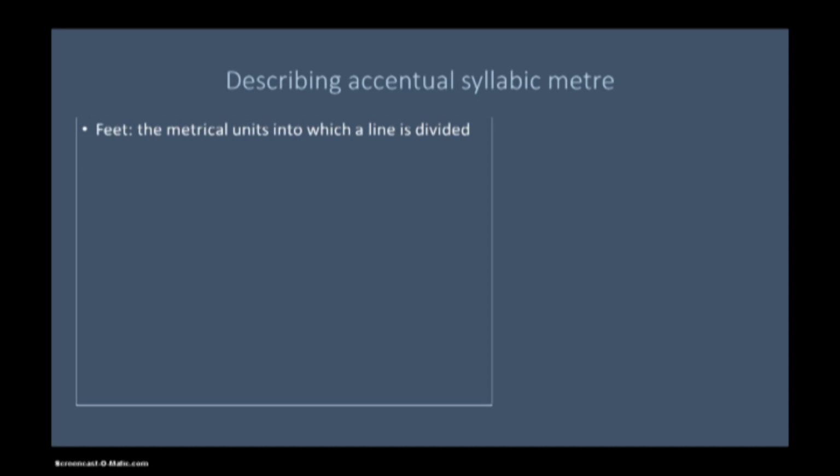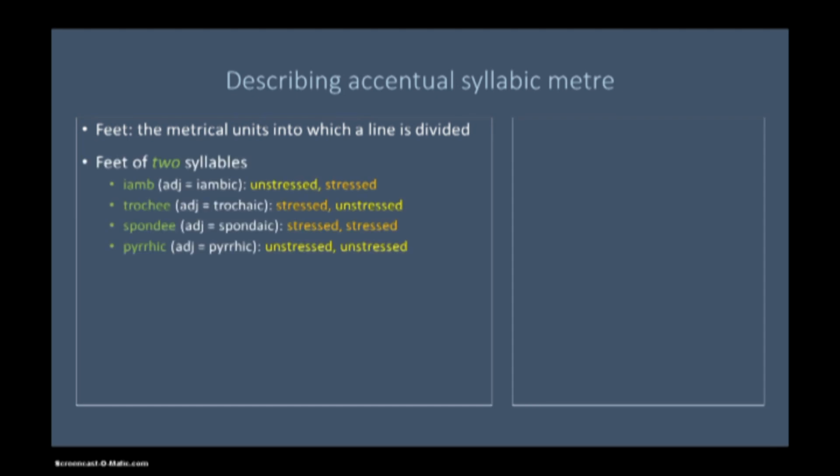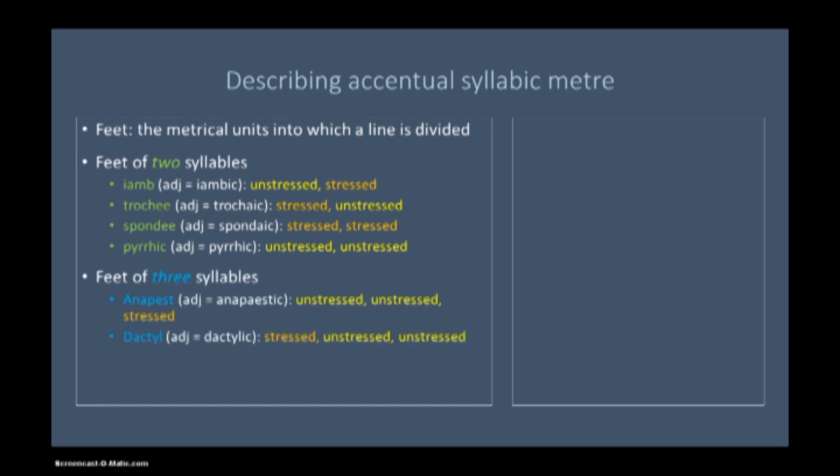Let's begin with the terms that you'll need to describe accentual syllabic metre. Feet are the metrical units into which a line is divided. There are 4 feet which are 2 syllables long: the iamb, the trochee, the spondee and the pyrrhic, and they are called different things depending on where the stress falls within those feet. Then there are 2 feet which are 3 syllables long: the anapest and the dactyl.